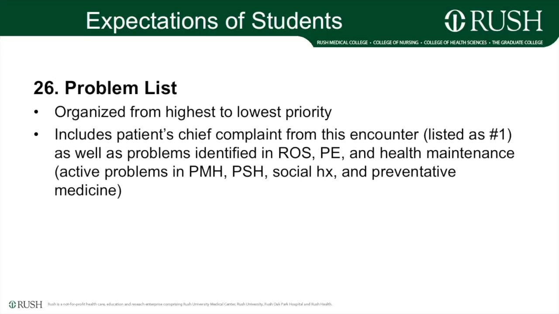The problem list should be organized from the highest to lowest priority, with the patient's chief complaint listed as number 1. You should include all the problems that you've identified in the review of systems, physical exam, and all active problems in the patient's past medical, past surgical histories, social history, and then preventative medicine.